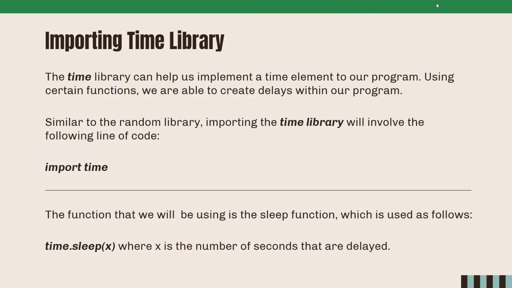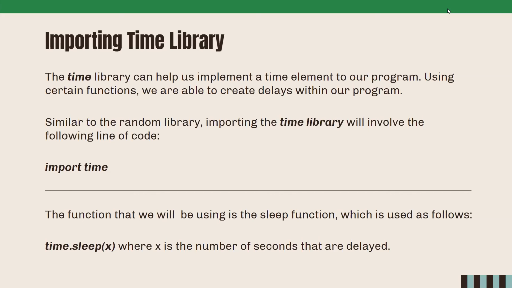Okay. So now we've covered this randint method. Let's go on to the time library. The time library can help us implement a time element to our program. Using certain functions, we're able to create delays within our program. Similar to the random library, importing the time library will involve the following line of code. So we see again, when you're importing something, use this import keyword, and then after it you write the name of the library you want. In this case, instead of random, it's time here, as you can see.